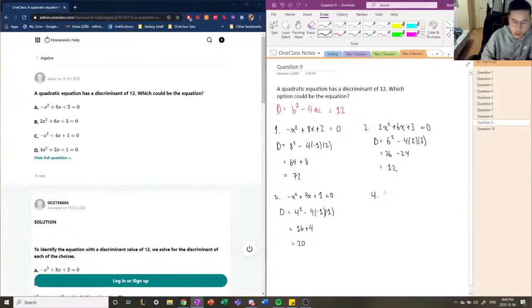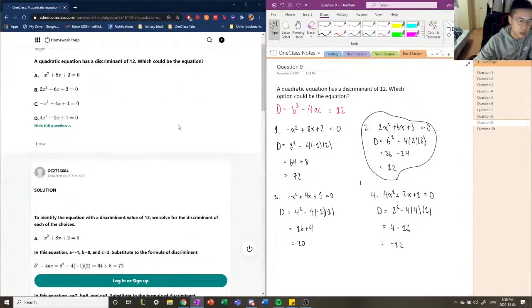And our fourth option is 4x squared plus 2x plus 1 equal to 0. So B is equal to 2, so it's 2 squared minus 4 times A, which is 4, times C, which is 1. That gives us 4 minus 16, which is equal to negative 12. We have found our answer, which is option number B, or option number 2.